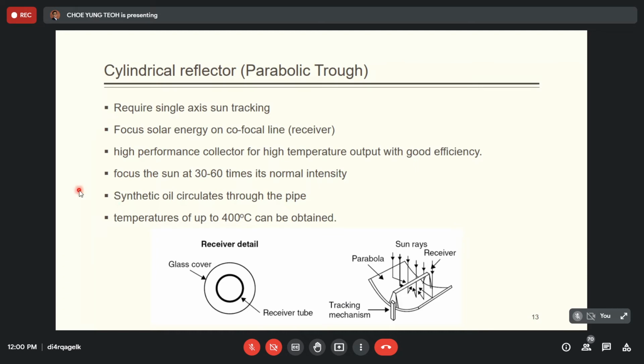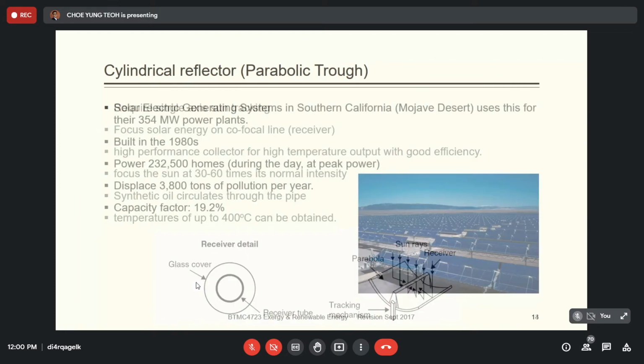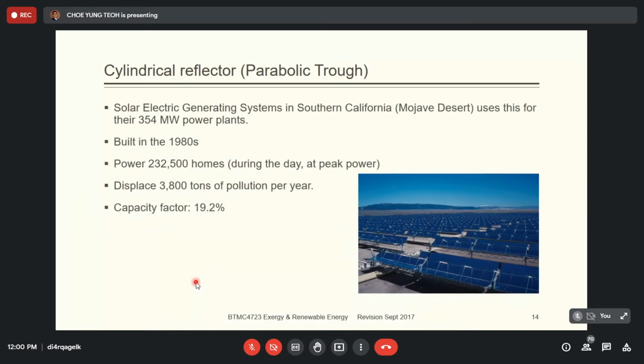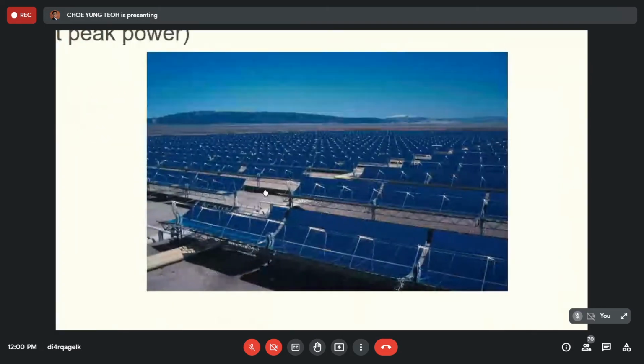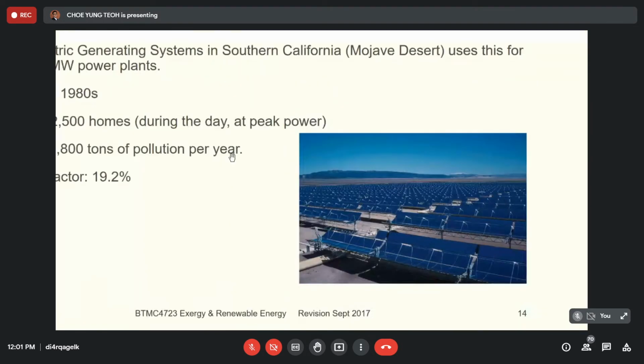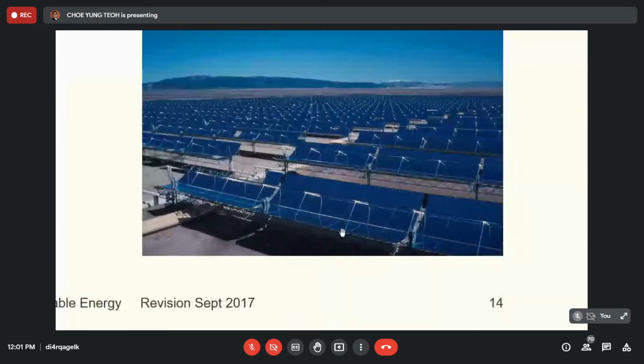Okay, then let's go through it. As I said, this is the real case, commercialized before. This is the first one commercialized. The first commercialized solar thermal collector, this one. Okay. And let's look at it. You can see there's only tracking of the direction, one axis only. And then in the middle, there's a pipe.